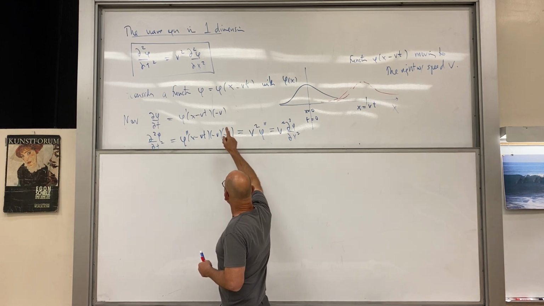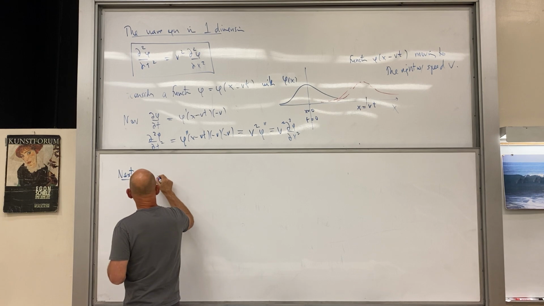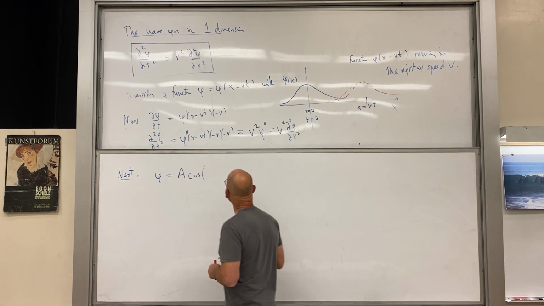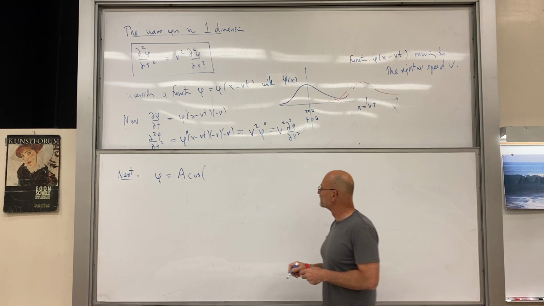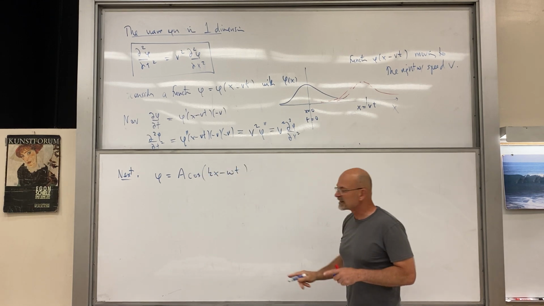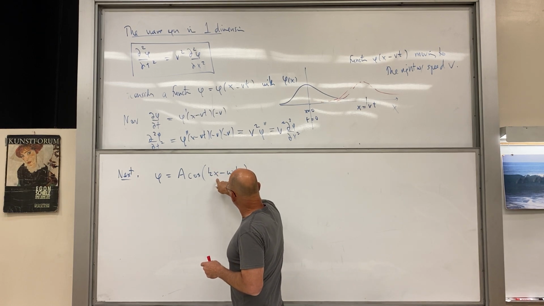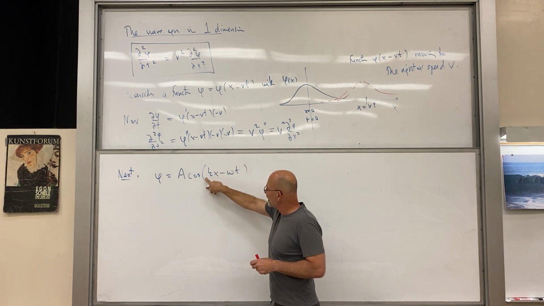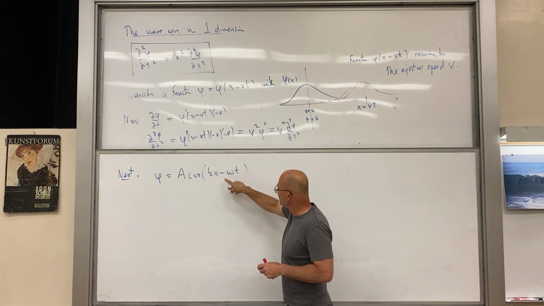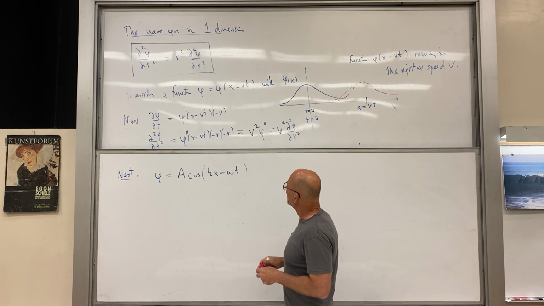So we've got this idea here, phi is phi of x minus vt. Next let's look at the following. Phi is equal to some constant A times the cosine of kx minus omega t. This is a standard form in which we put the wave function, because if we just hold t constant, we have a wavy function in space, and if we hold x constant, then we have an oscillating function in time. And there's a relation between k and omega that'll become apparent.